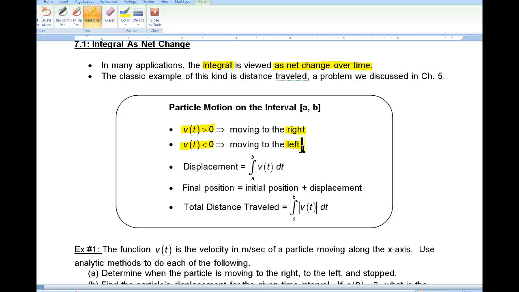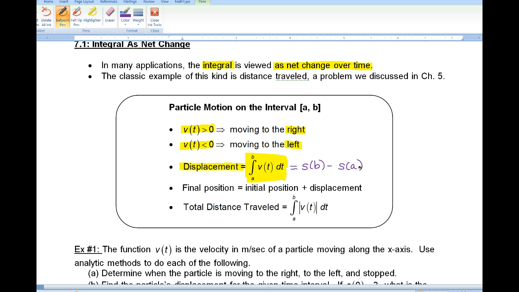Now, what if you don't know the position function? What if you know velocity? Remember, velocity is the derivative of position. So if we work backwards, in other words, the antiderivative, we could do the antiderivative. So displacement: if we do the antiderivative of velocity from A to B, we will end up with the position. Basically what this gives us is your position at B minus your position at A.